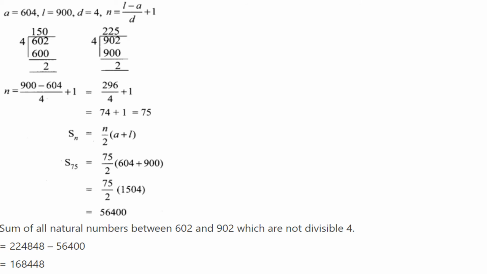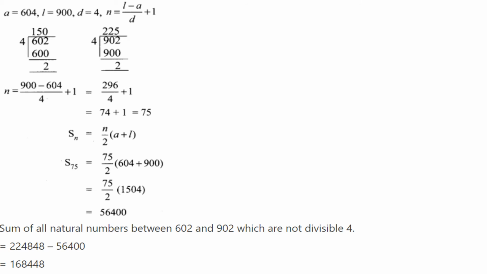Using the formula n equals (L minus A) by D plus 1, we get (900 minus 604) by 4 plus 1, that is 296 by 4. Cancelling with the 4, you get 74 plus 1 equals 75. The sum formula is Sn equals n by 2 into (a plus l). Substituting n equals 75, you get 56,400.